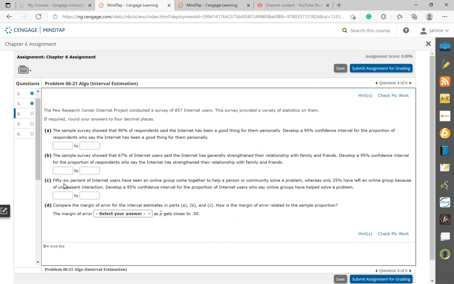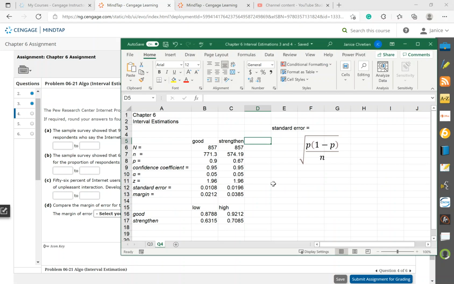Then it says 56% have seen an online group come together to help solve a problem, and 25% left an online group because of unpleasant interaction. Develop a 95% confidence interval for the proportion of internet users who say online groups have helped solve a problem. They threw that 25% in there just to distract us, I think. So we'll work a 95% confidence interval using 56% as our P this time.